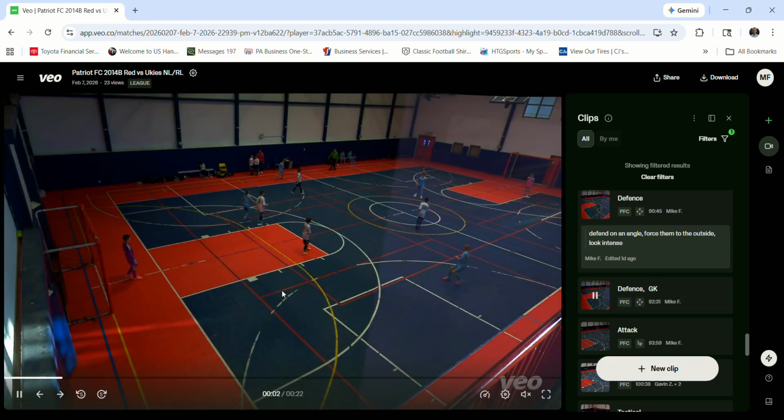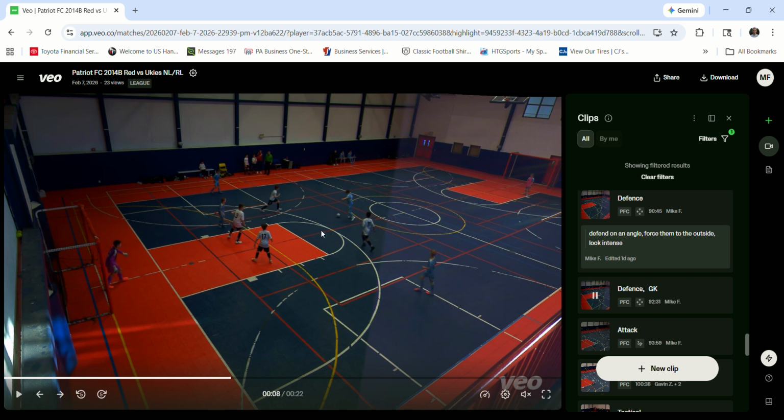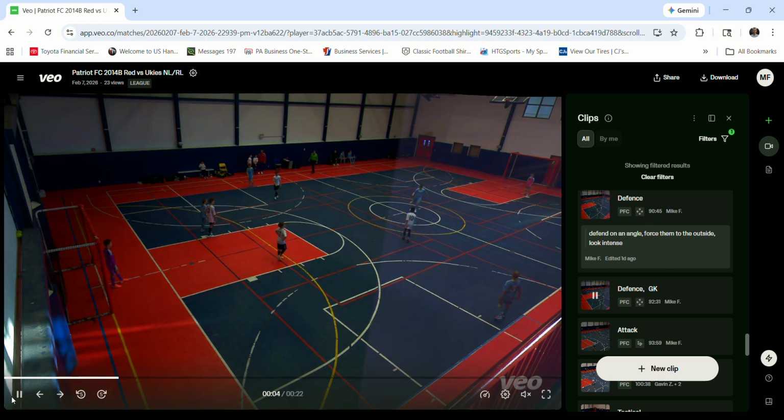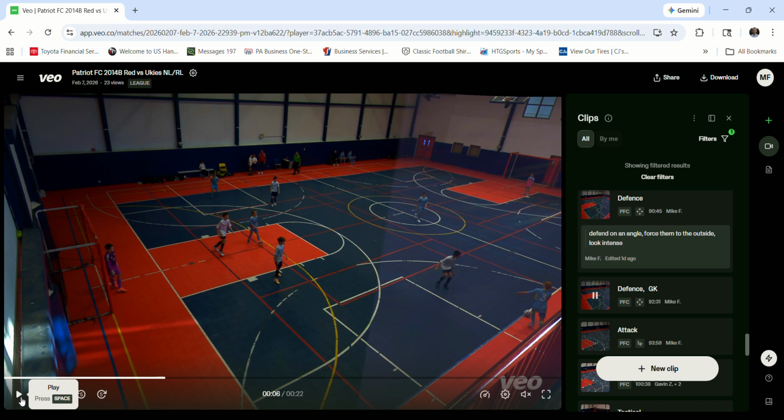Here we have the defense again. Look how slow they're going. We know how fast-paced futsal is. This is Ralphie. You have to shift over. So if the ball comes over here now, Ralphie, you need to shift over here.